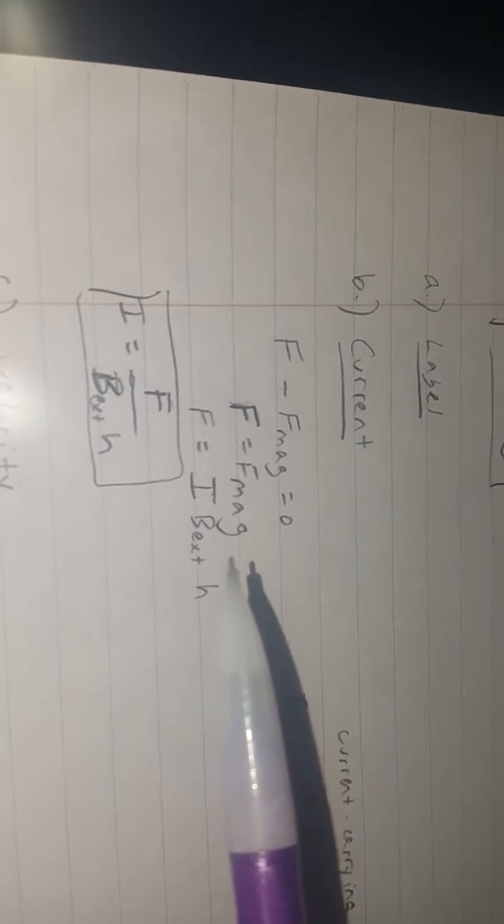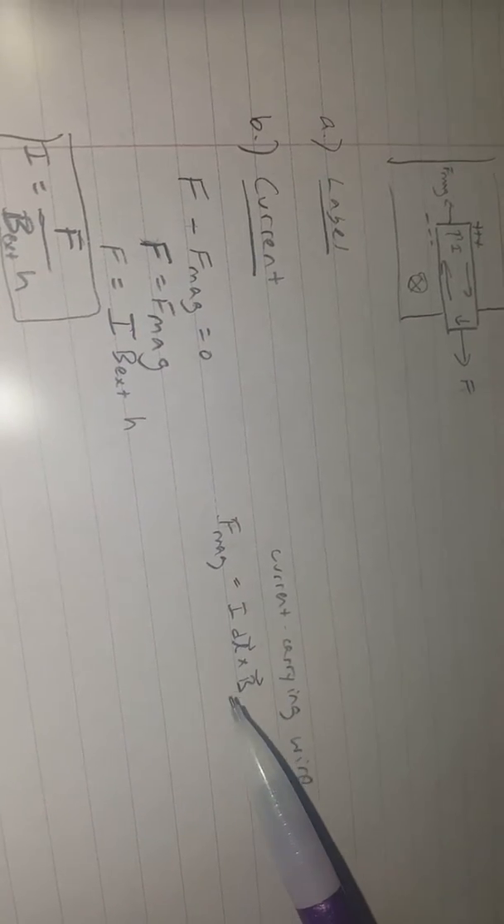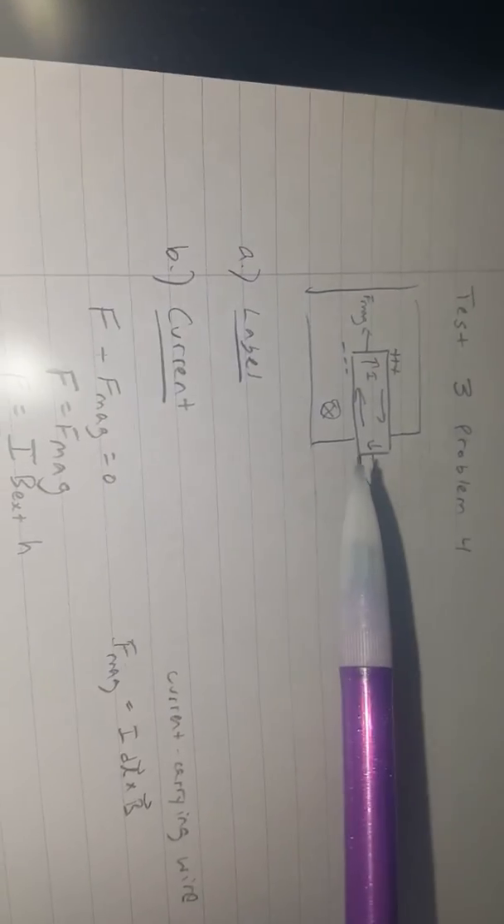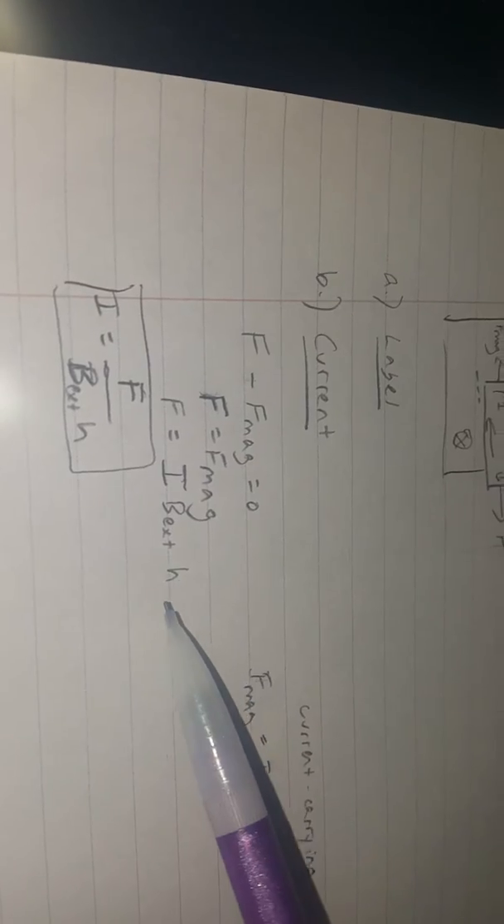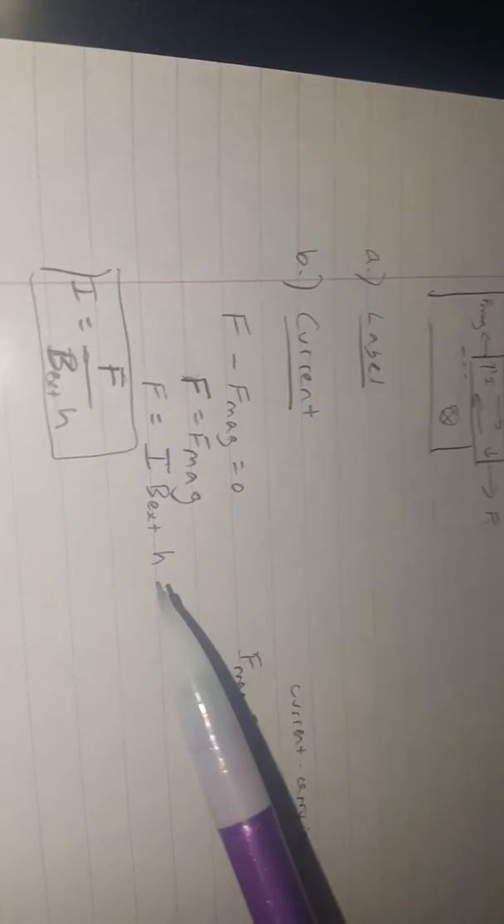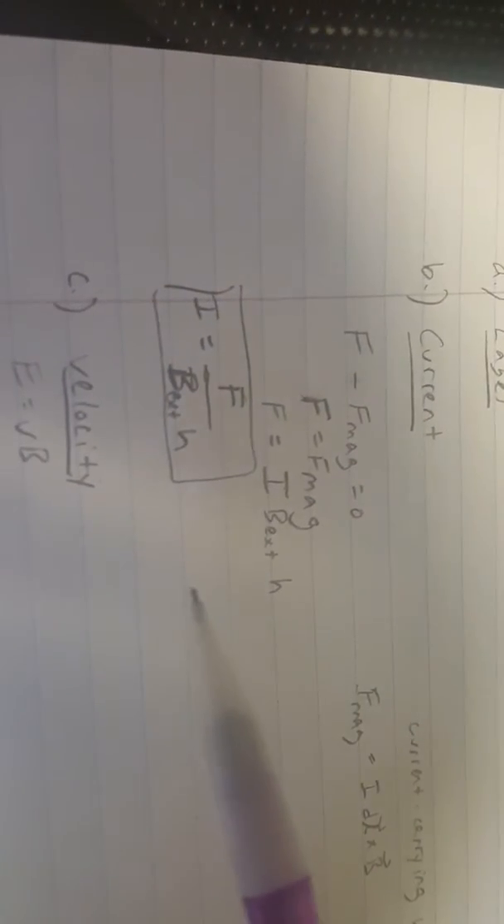And then since the magnetic force of a current carrying wire is I times the length across the short current carrying wire crossed with B, and since the conventional current and the length of the wire and the magnetic field are perpendicular, you know that it's just the magnitudes of the magnetic field and the distance across the wire. So it just ends up becoming I times B external times H, where H is the height of the wire. And so if you solve for I, it ends up being equal to F divided by B external divided by H.